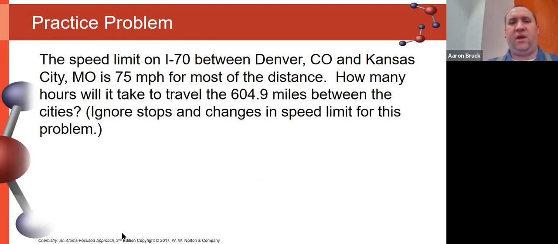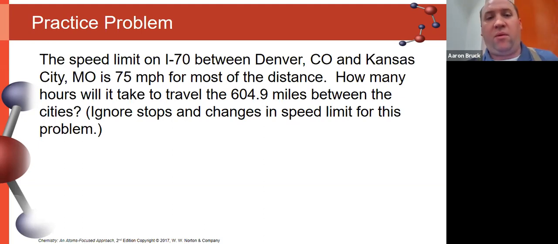So for example, the speed limit on Interstate 70 between Denver, Colorado and Kansas City, Missouri is 75 miles an hour for most of the distance. How many hours will it take to travel the 604.9 miles between the cities? And for the purposes of this exercise, we're going to ignore the fact that you will have to get out at some point and stop, or the fact that around certain areas the speed limit is going to change. We're just going to assume a flat average speed of 75 miles an hour and that you're able to go the whole way without going to the bathroom or stopping to eat or anything like that.